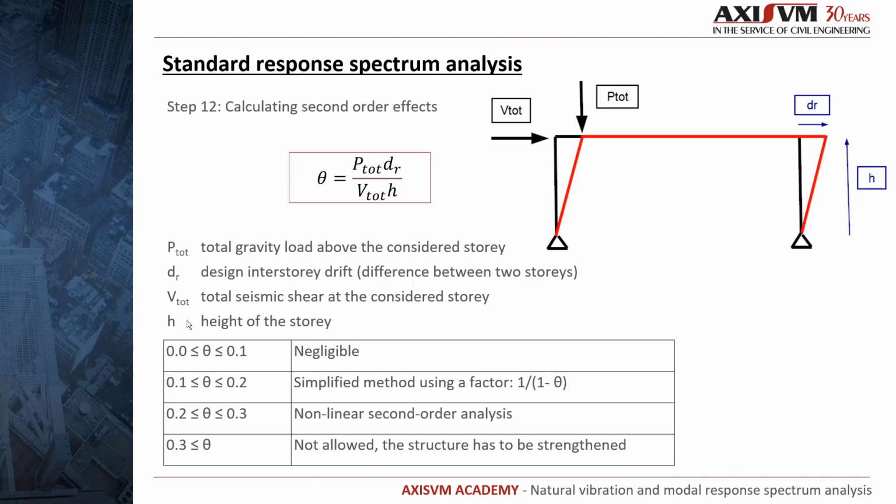If theta is smaller than 0.1, the second-order effects are negligible. If it is greater than 0.1 but smaller than 0.2, we can consider second-order effects in a simplified way. If it is even greater but smaller than 0.3, we need to consider second-order effects during the analysis using nonlinear second-order solvers. If theta is greater than 0.3, the structure is too sensitive and needs to be redesigned. Based on this evaluation, we can update or recalculate the results and internal forces.